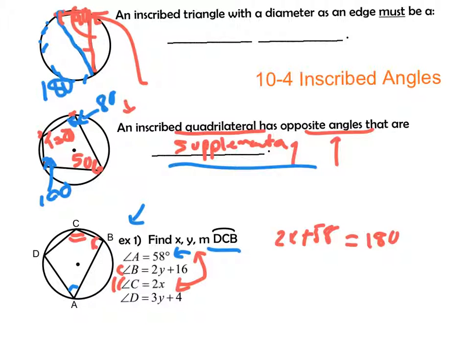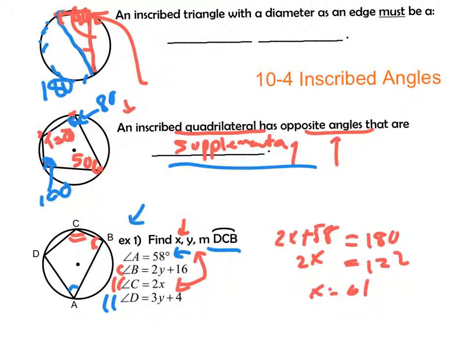Grabbing my calculator here, I'd go 180 minus 58, and I get 122, and that equals 2x, and then I divide by 2, I get 61. So x equals 61. So that would be x. And then if I was going to find y, I never did d.